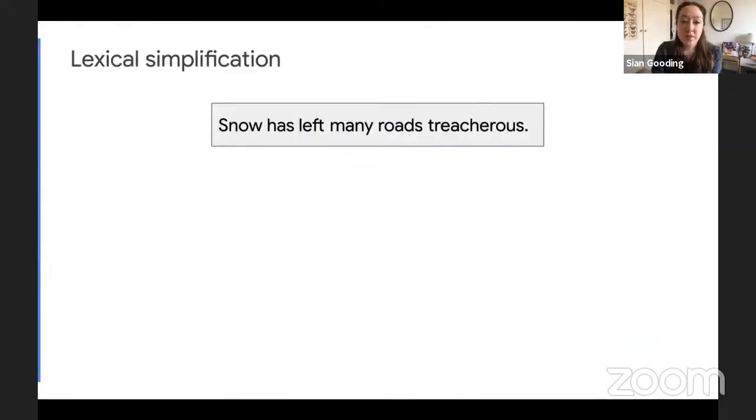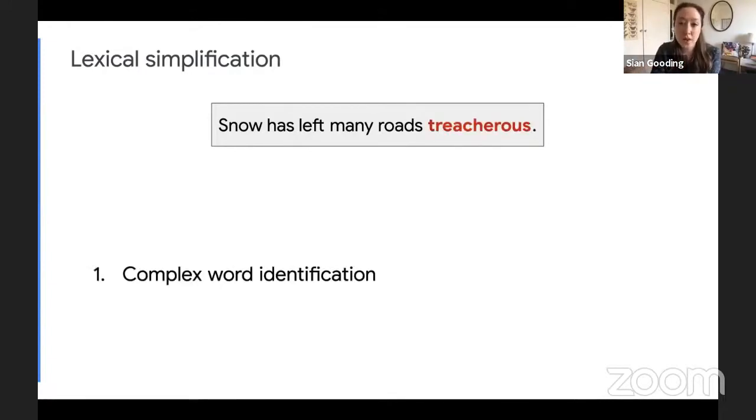So lexical simplification, there's a long history of people looking at this, and really it's been broken down into 3 main steps. The first step is referred to as complex word identification. This is literally where you're identifying the words in the text that someone might find difficult to read or complicated. So in this example, we can see the word treacherous has been highlighted as a potentially difficult word.